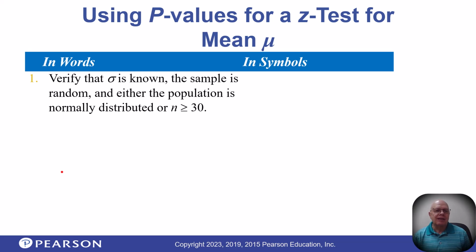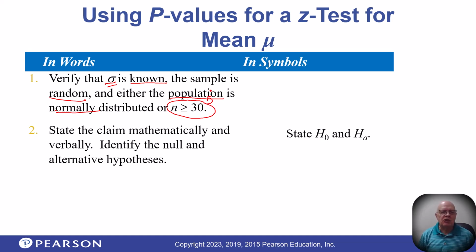All right, let's summarize this. You make sure that you know the population standard deviation. You've got that. The sample's random, and you have one possibility: either the population is normal, or you have a sample size large enough to cover for that because of the central limit theorem.